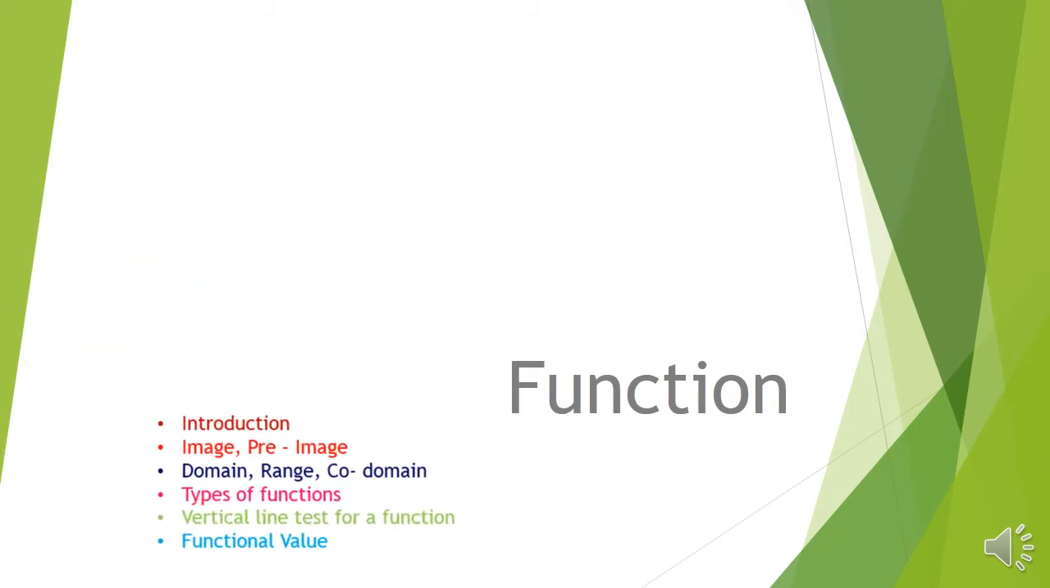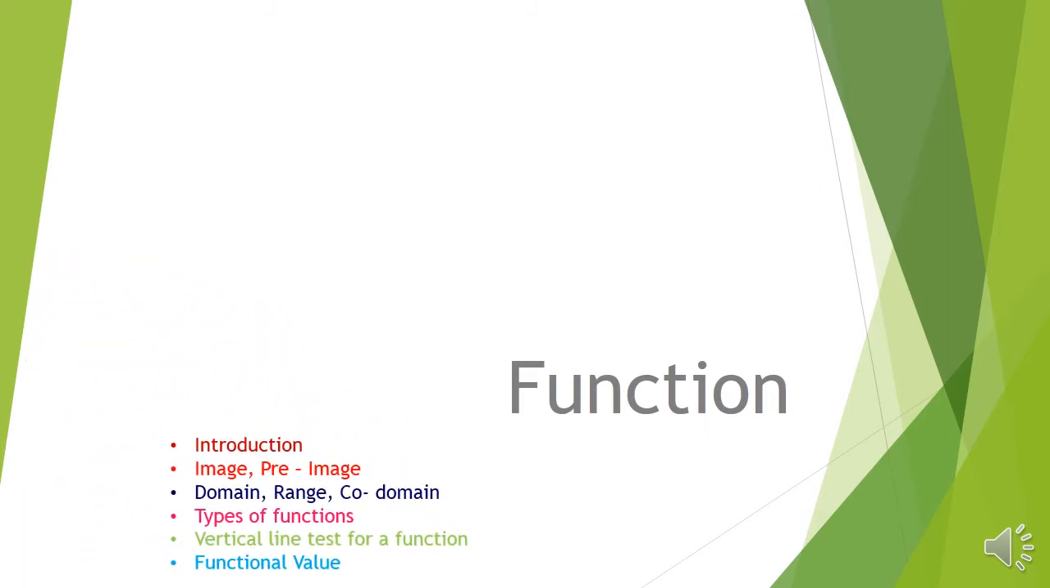There is introduction to the function, image and pre-image, domain, range and codomain, which we have already studied in the relation topic also, but there is a slight difference. Types of function and vertical line test for a function. We will check on the curve whether the curve is a function or not by a vertical line test, and functional value of a function.